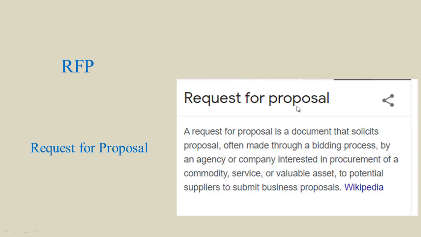RFP, Request for proposal. A request for proposal is a document that solicits proposals, often made through a bidding process by an agency or company interested in procurement of a commodity, service, or valuable asset, to potential suppliers to submit business proposals.